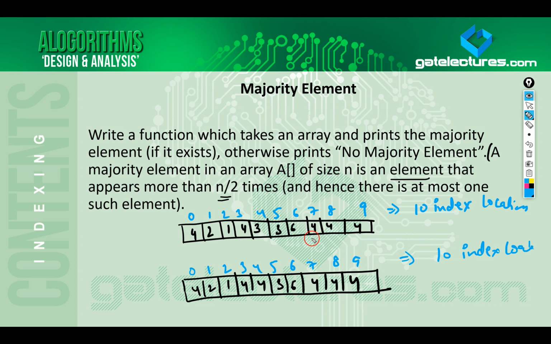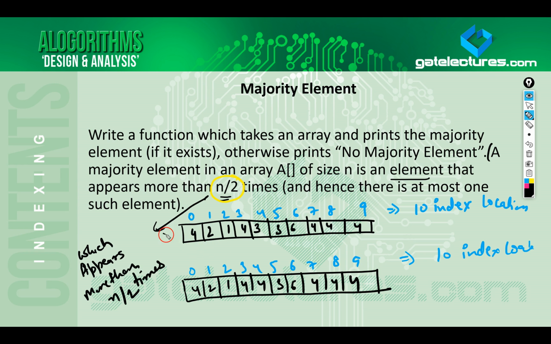Now what is this majority element? The definition says a majority element is the element which appears more than n by 2 times. So here in the first case, does there exist a majority element? I'm not writing an algorithm here, just explaining what a majority element is. I'm just counting the number of times an element is appearing.